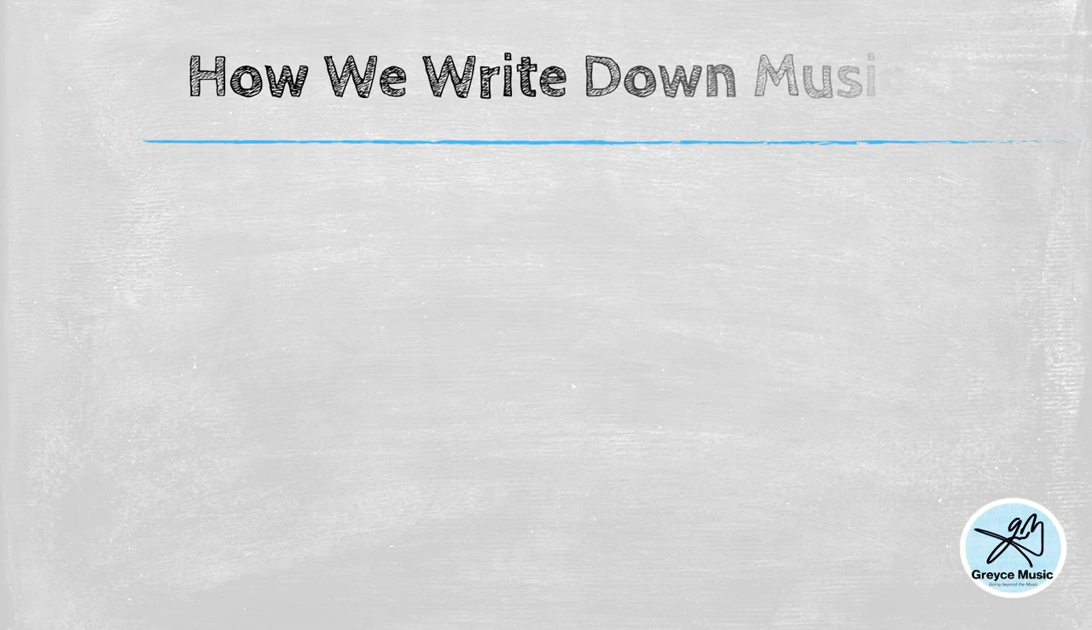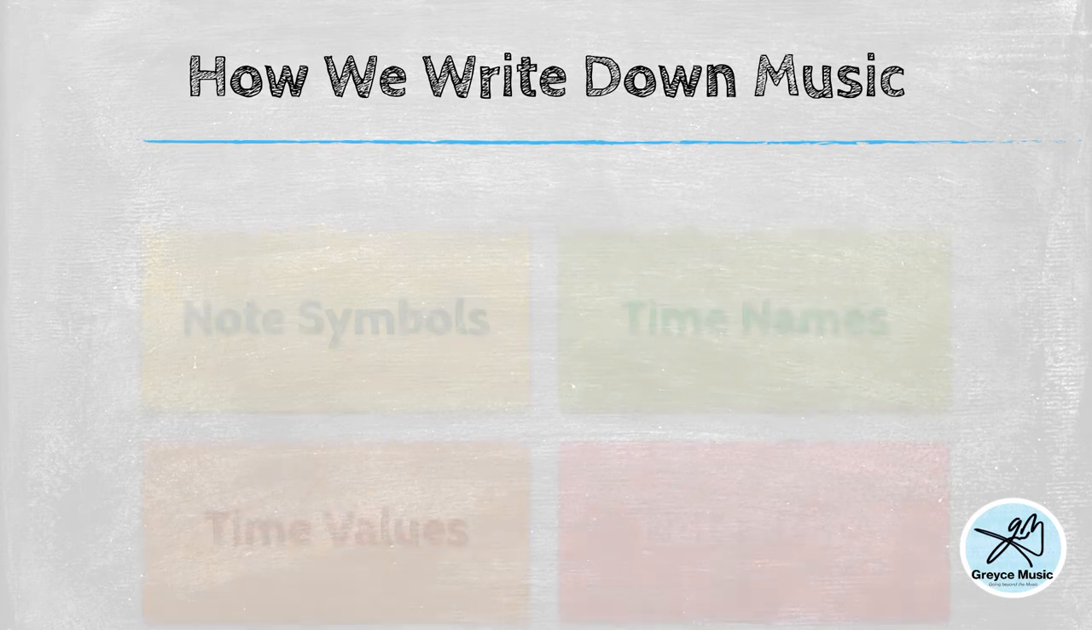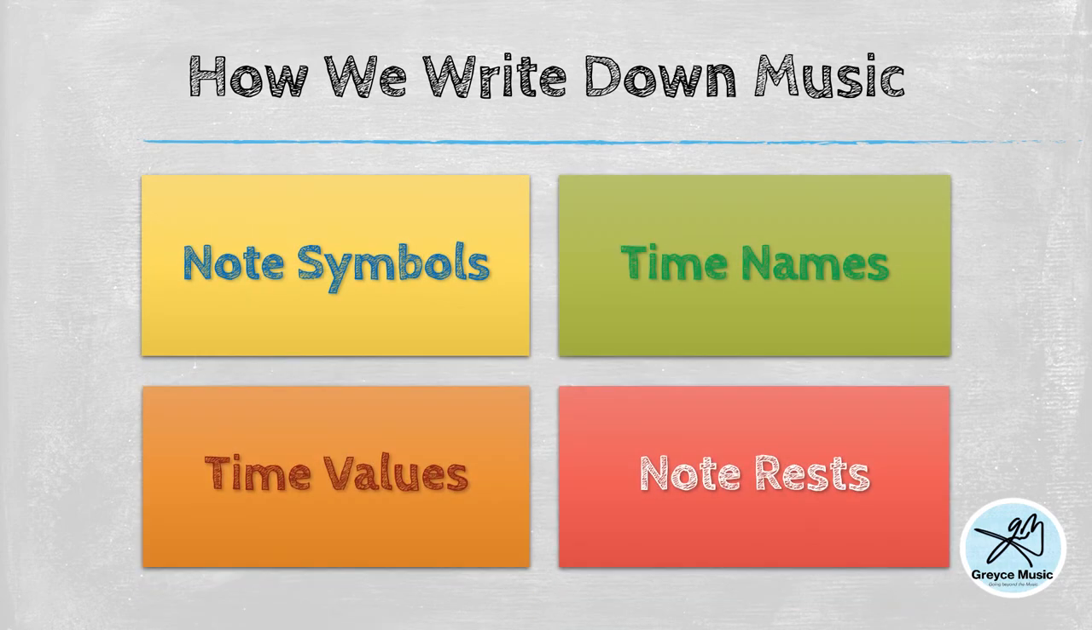About how we write music. We looked at the note symbols for quavers, crotchets, minims, and semibreves. Our keywords included note symbols, time names, and time values. Today, we'll take a step further and look at note rests.